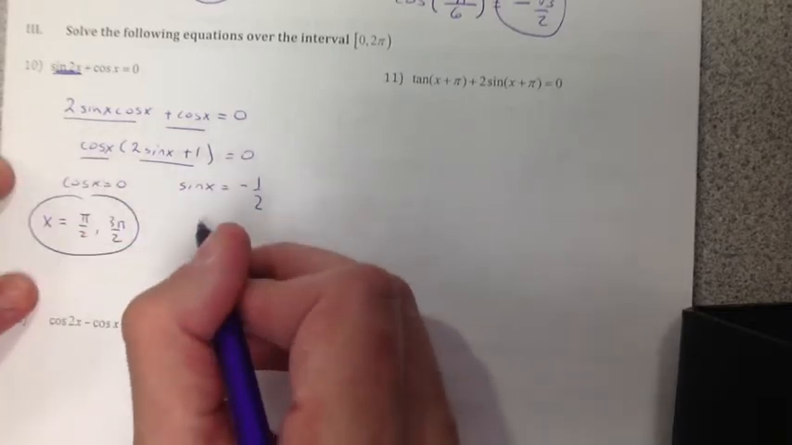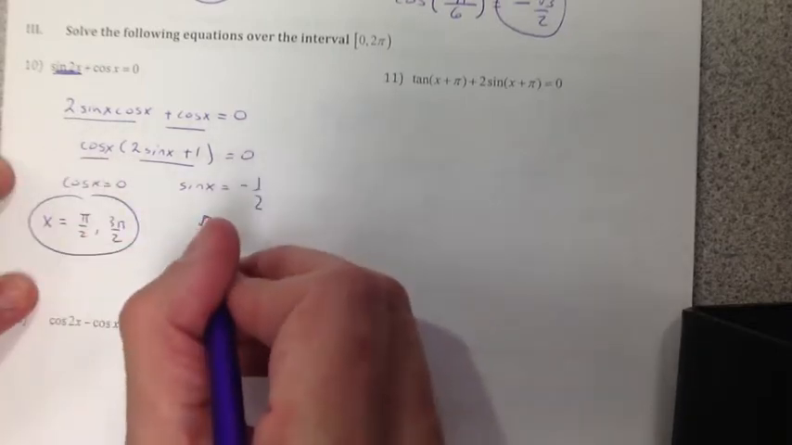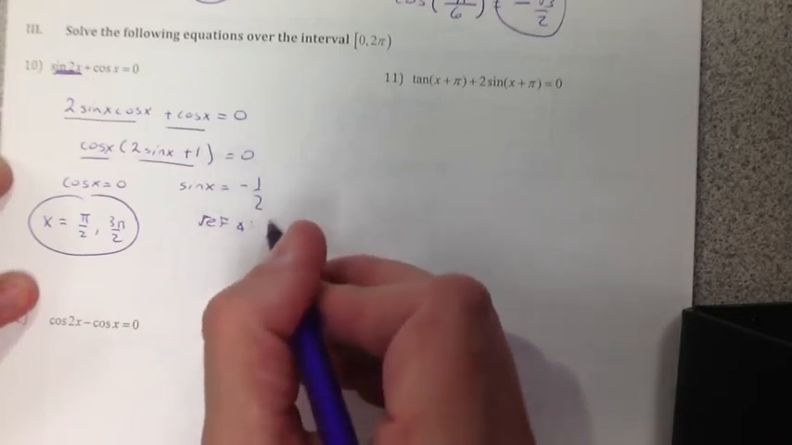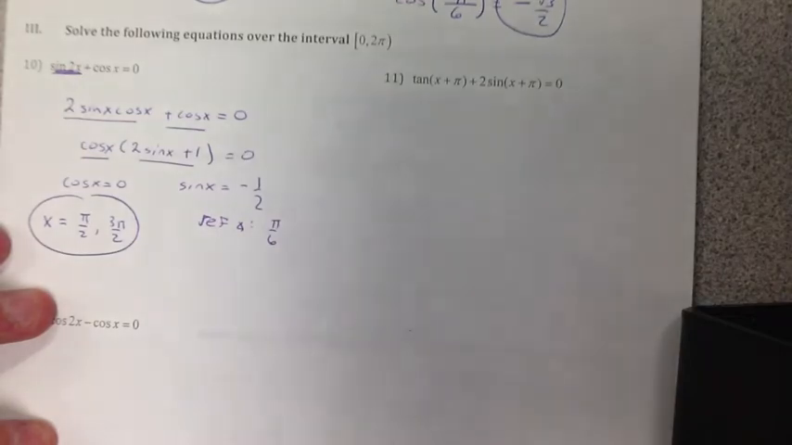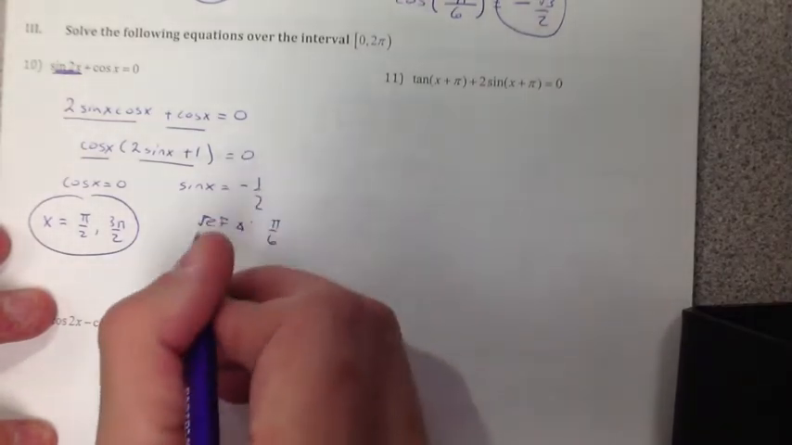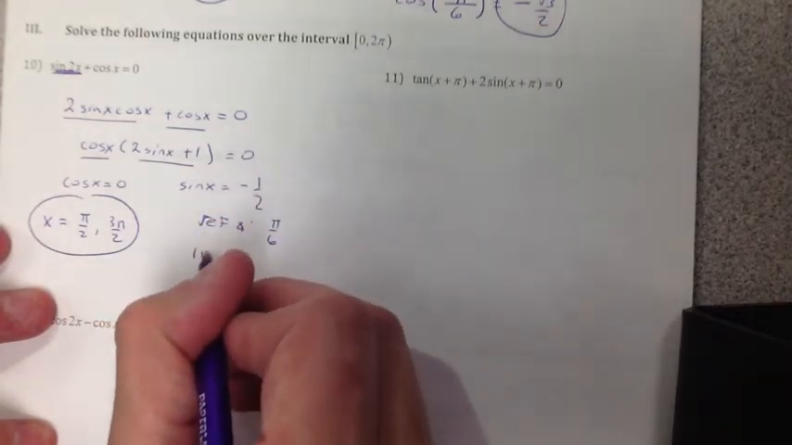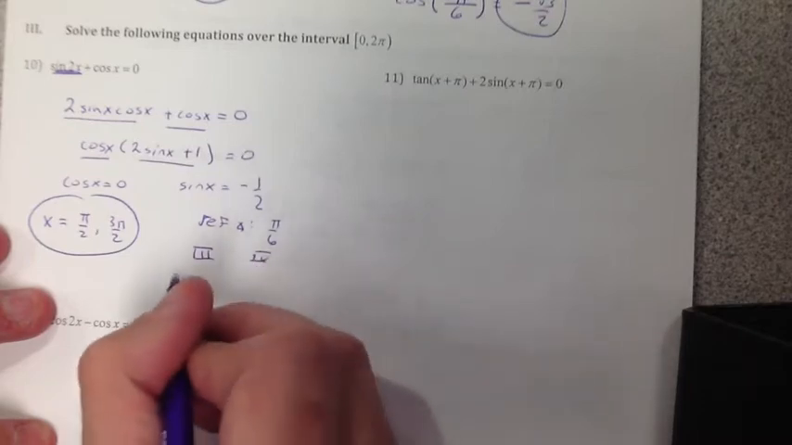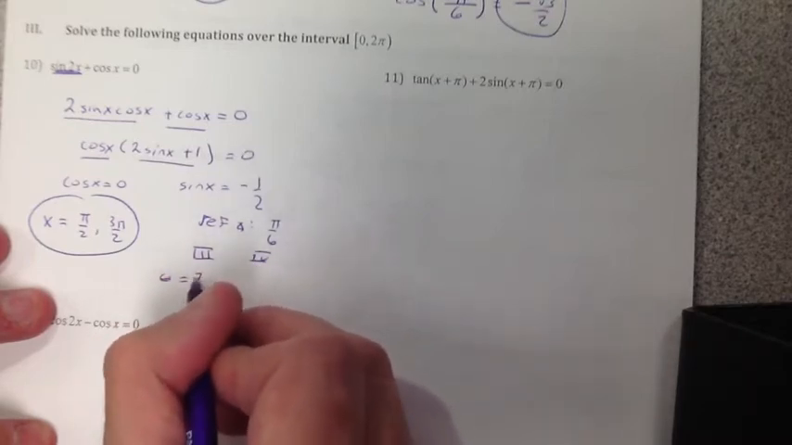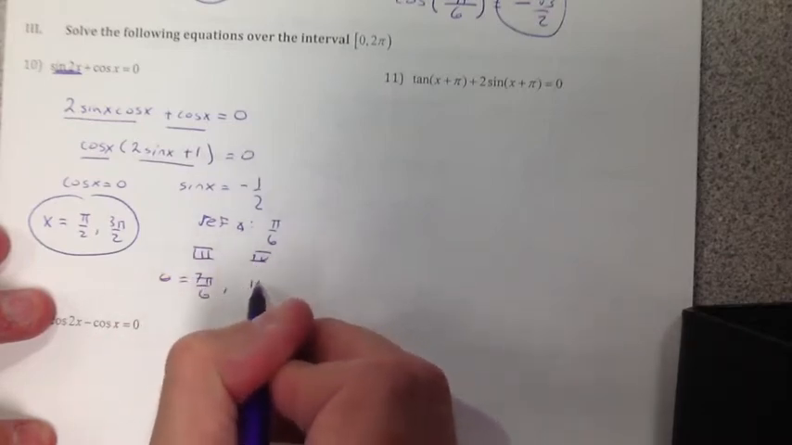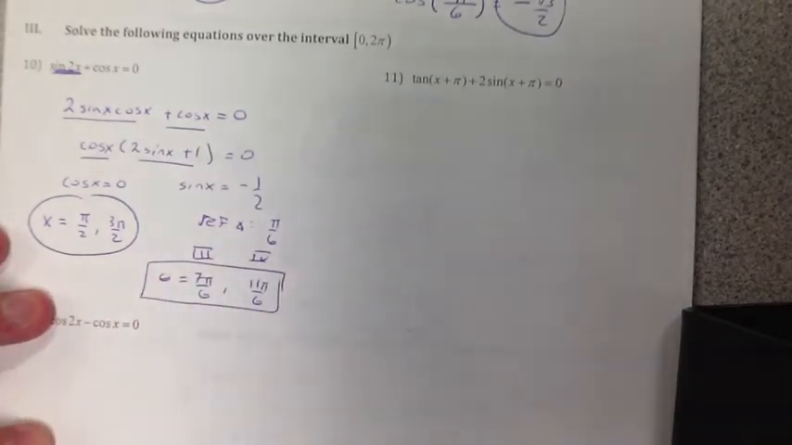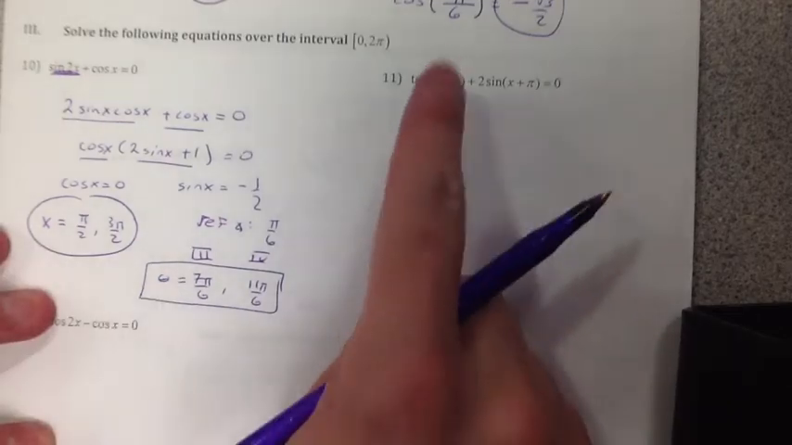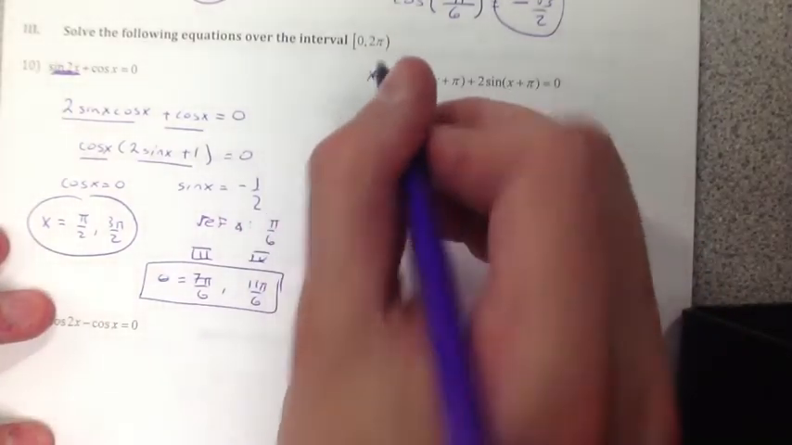Sine's a little bit trickier. We'll go ahead and get our reference angle. The reference angle: sine is equal to 1/2 at pi over 6. And of course, because sine is negative, we're looking at the third and fourth quadrant. So we get 7 pi over 6 and 11 pi over 6. Ta-da!